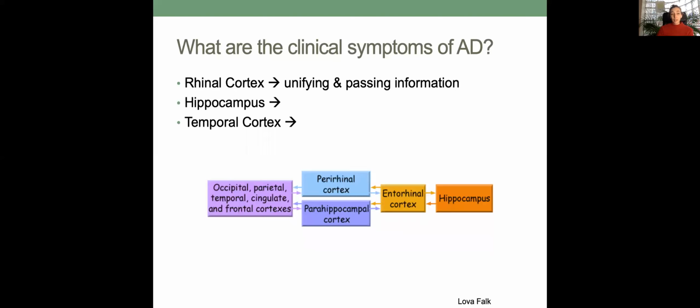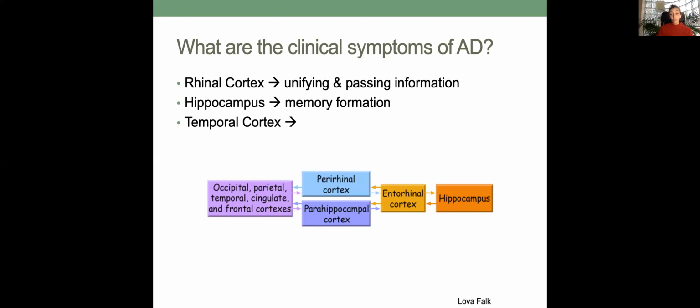So the rhinal cortex is essential for unifying and passing along information. The rhinal cortex can be broken down into a few subregions, like the perirhinal cortex and the entorhinal cortex. And you can see here its positioning between the hippocampus and the cortical areas. So proper functioning of the rhinal cortex is essential for hippocampal to cortical functioning in both directions.